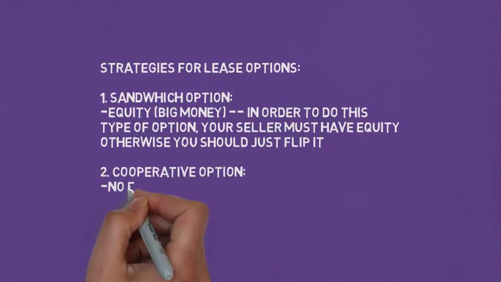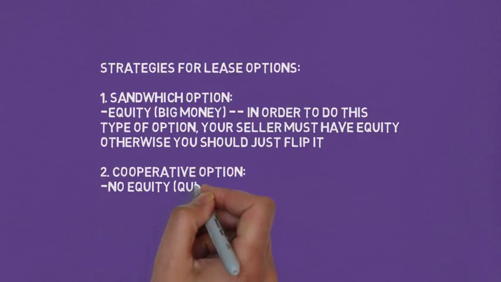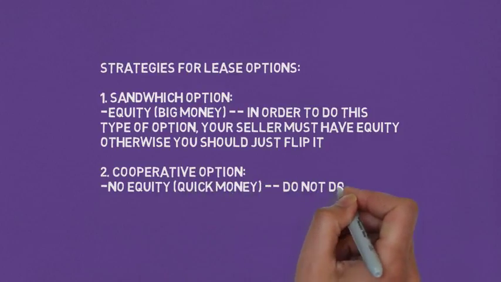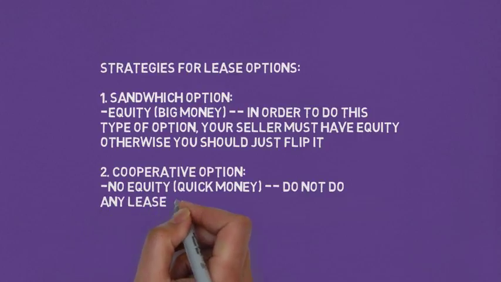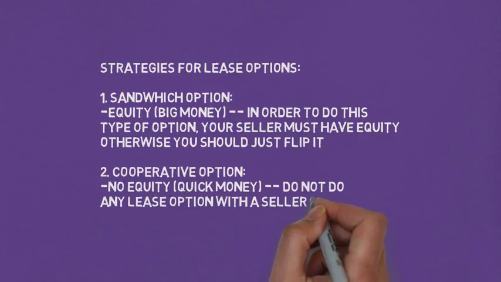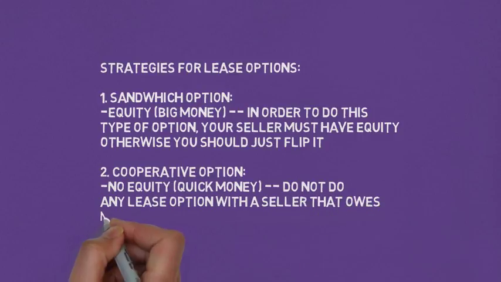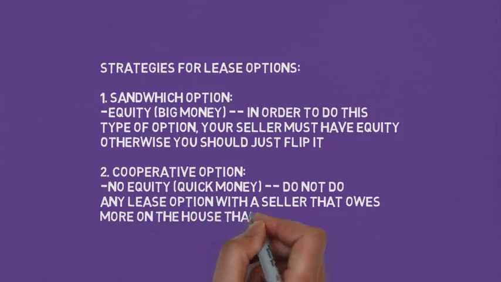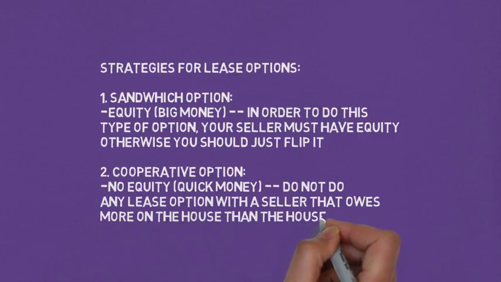Cooperative lease option is your quick money strategy. You're flipping that deal. You're wholesaling. You're finding a buyer, taking a fee, and you're out of the deal. Now, with a cooperative lease option, your seller doesn't have to have any equity, but they should not be upside down. So if you're taking notes, you really want to make sure you write this down. Do not do any lease option with a seller who owes more on the house than the house is worth.